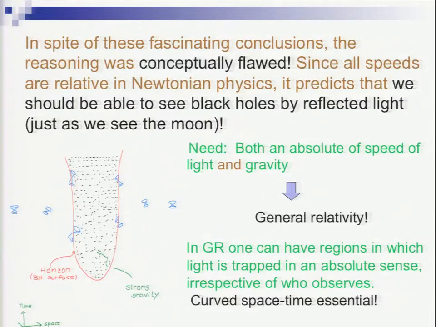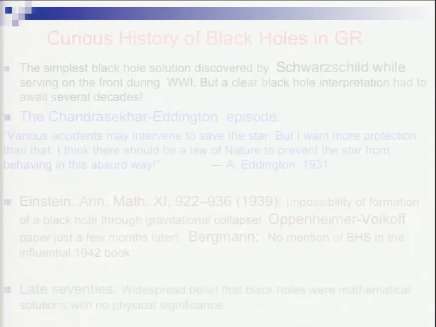And this occurs irrespective of any observer. There is no relative motion here. It happens for all observers, and it happens because of strong gravity in this region. So in general relativity, we can have regions in which light is trapped in an absolute sense, irrespective of who observes, and curved space-time is really essential for these black holes.